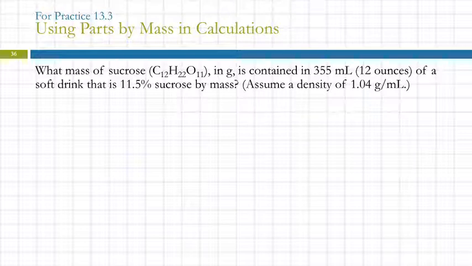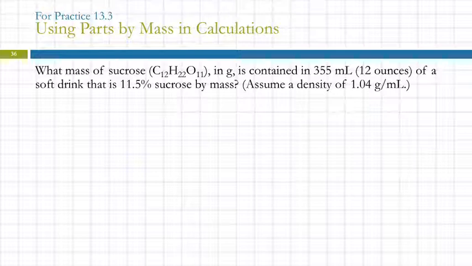Okay, so what mass of sucrose in grams is contained in 355 milliliters of a soft drink that is 11.5% sucrose by mass? Assume a density of 1.04 grams per milliliter. So this is a problem that you should be able to do, but it's not necessarily going to be immediately obvious to you. So you have to do some problem solving. So let's pull the numbers out and write them down and look at the units and see if we can figure out what to do.